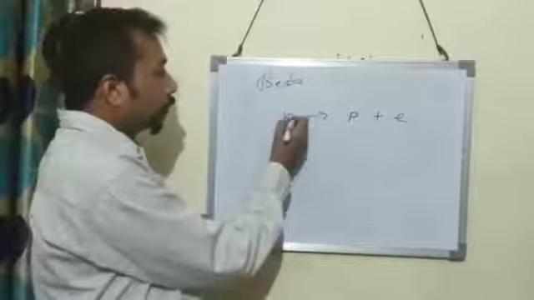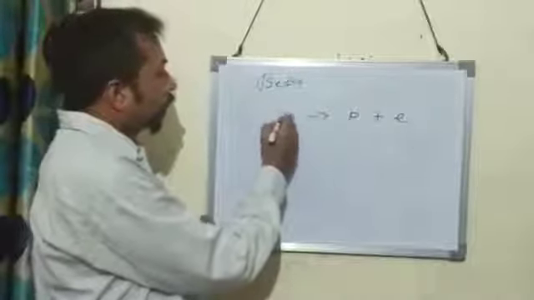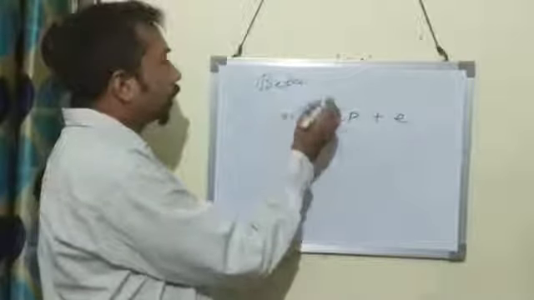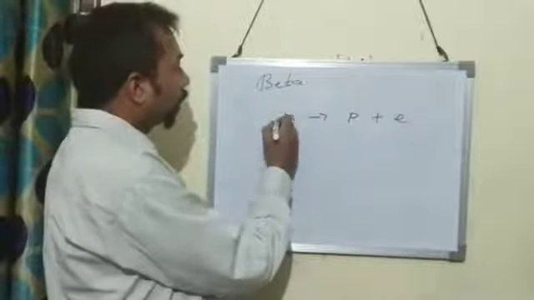So the neutron's number, one neutron, is not counted in the atomic number.